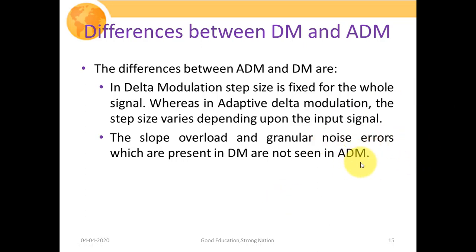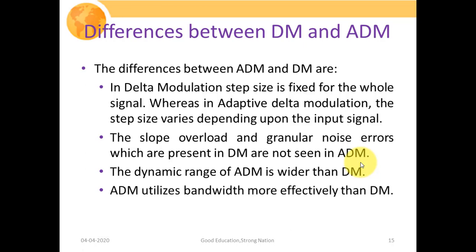Or we could say that in adaptive delta modulation, we have reduced the errors that are present in delta modulation. The dynamic range of adaptive delta modulation is wider than delta modulation, as we had already discussed. Adaptive delta modulation utilizes bandwidth more efficiently than delta modulation. Although both of them generate a single bit outcome, we have a better approximation in adaptive delta modulation in comparison to delta modulation. So we could say that adaptive delta modulation utilizes bandwidth in a much better way in comparison to delta modulation.